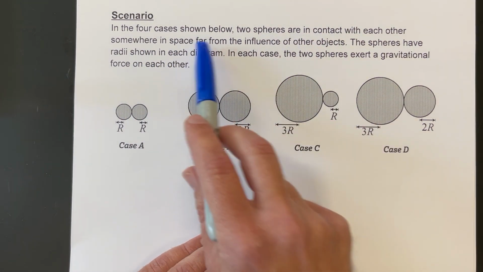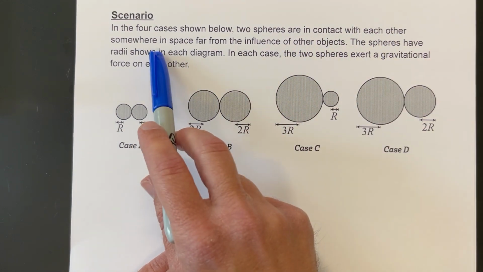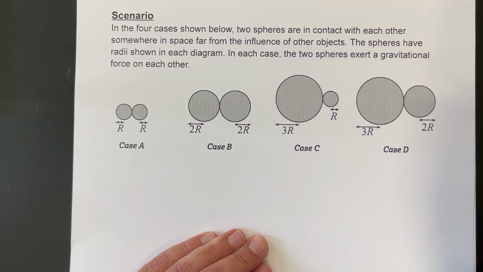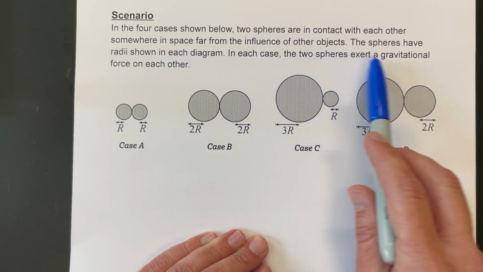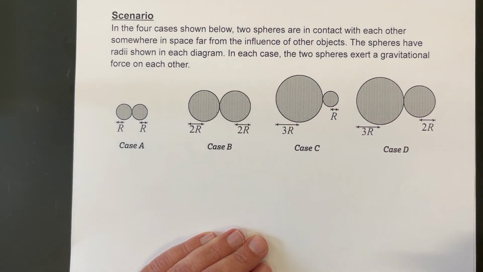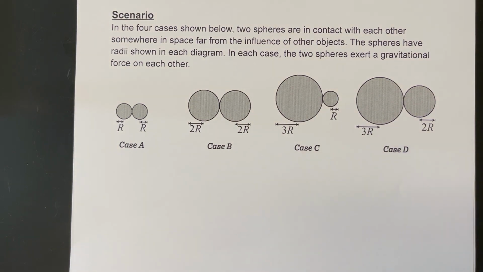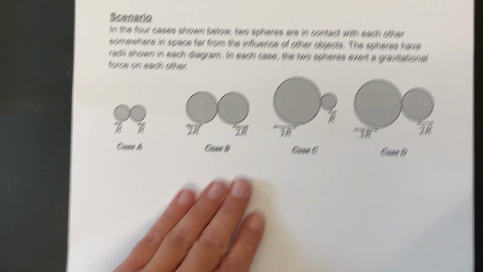So it says in the four cases shown below, two spheres are in contact with each other, somewhere in space far from the influence of other objects. The spheres have radii shown in each diagram. In each case, the two spheres exert a gravitational force on each other. Okay, we're going to come back to this picture in just a moment here.